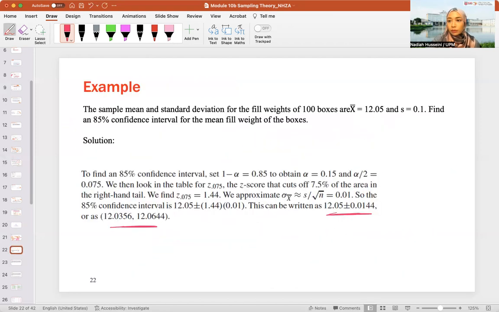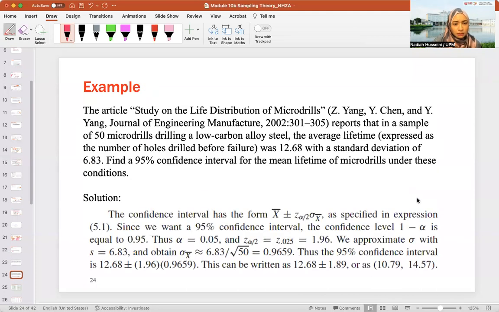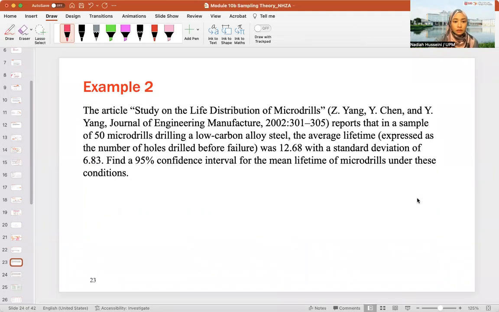Is there anything else that I want to cover? Well, we have around 5 minutes more. Let me see, another example. An article, study on the life distribution of micro drills. This is the author. Reports that in a sample of 50 micro drills, so this is our N.